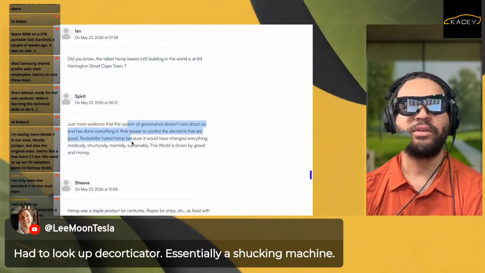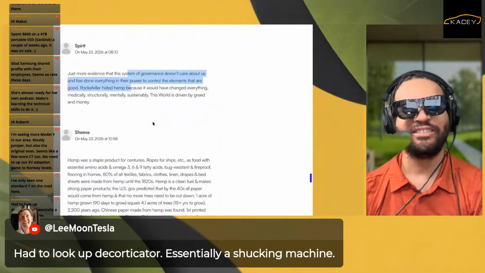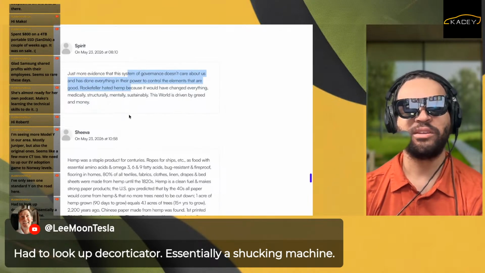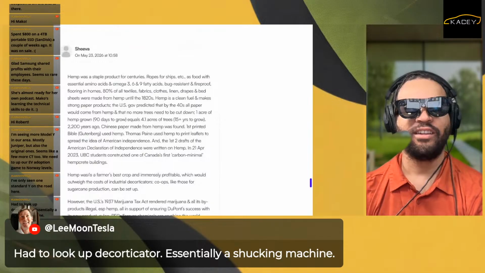Just more evidence the system of governance doesn't care about us and has done everything in their power to control the elements that are good. Rockefeller hated hemp because it would have changed everything medically, structurally, mentally, and sustainably. The world is driven by greed and money. I mean, look at the LA transportation system. Let's talk about the streetcars.